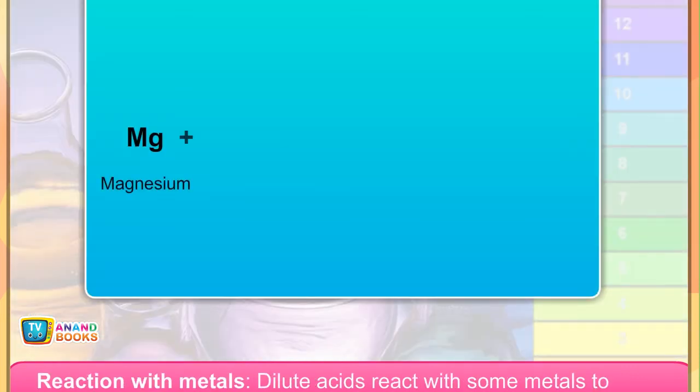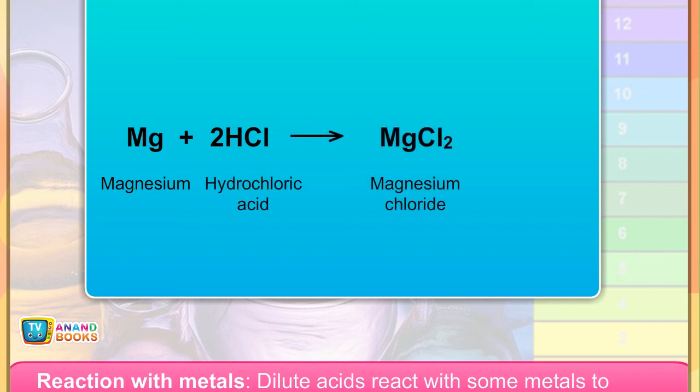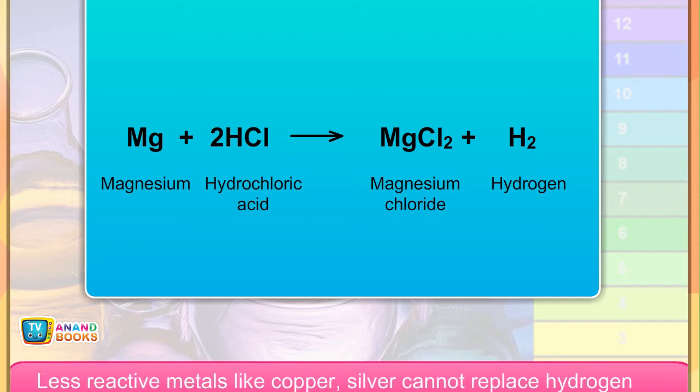Reaction with metals. Dilute acids react with some metals to produce salt and hydrogen gas. Example, Mg plus 2HCl gives MgCl2 plus H2. Magnesium plus hydrochloric acid gives magnesium chloride plus hydrogen. Less reactive metals like copper and silver cannot replace hydrogen from acids.